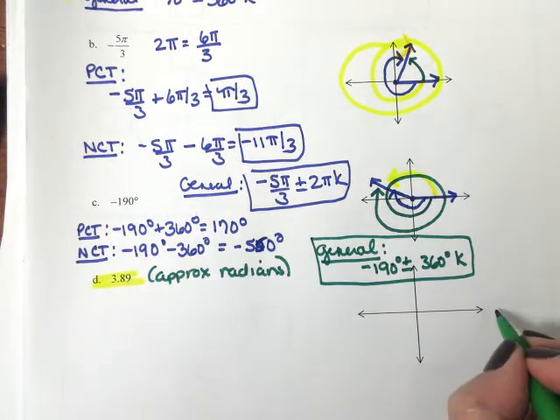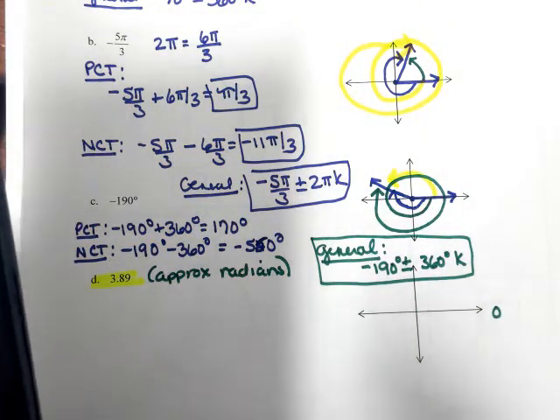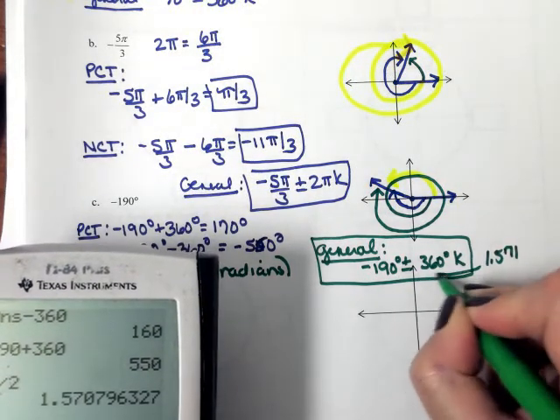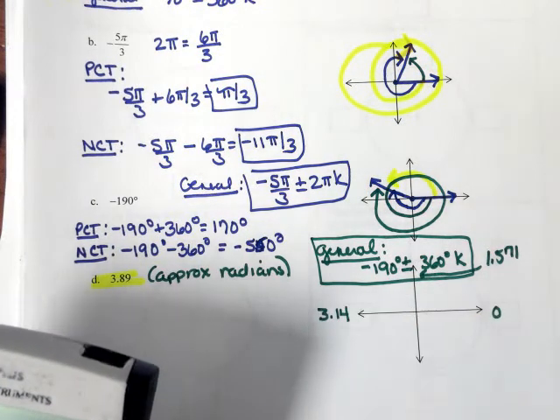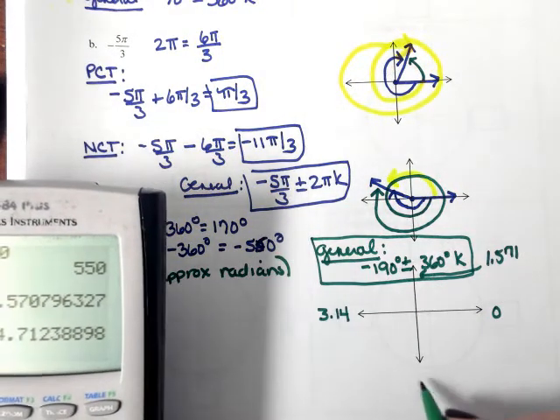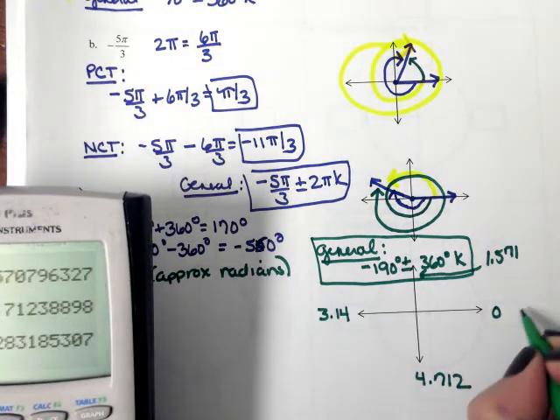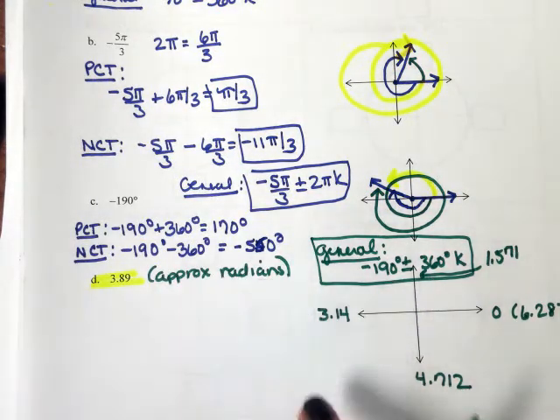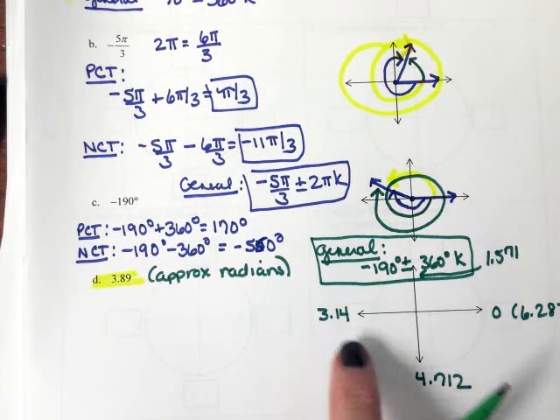So now if you look at your unit circle, this is 0. I know that this is pi over 2, and as an approximate radian, this is 1.571. That's what pi over 2 is equivalent to in approximate radians. We know pi is 3.14. 3 pi over 2 is 4.712. And 2 pi is 6.283. So even though this is approximate radians, you're still going to add or subtract 2 pi. So 3.89 is an angle that's going to be down here in quadrant 3.